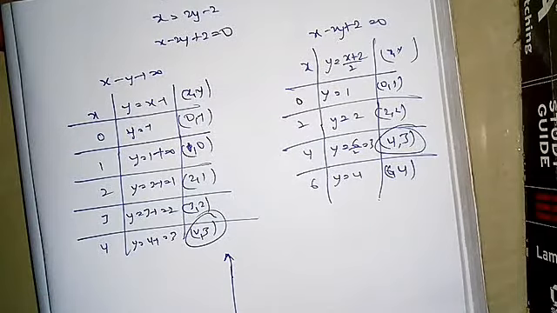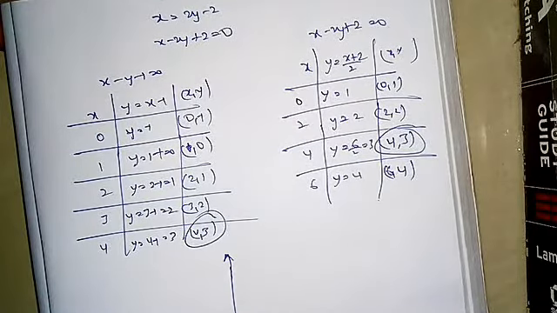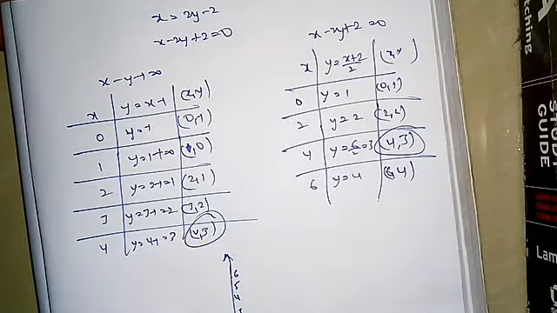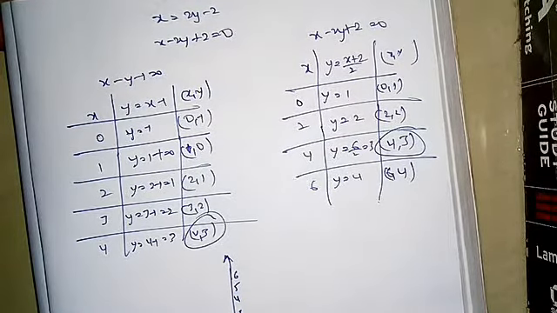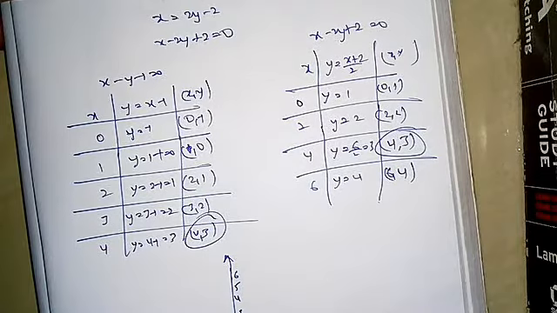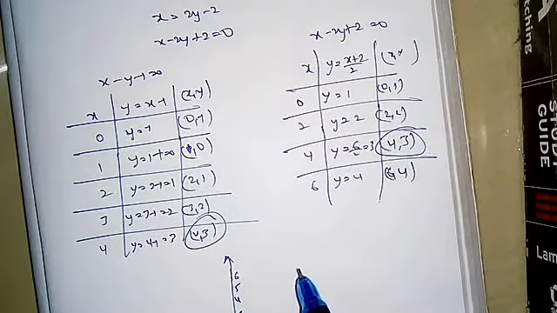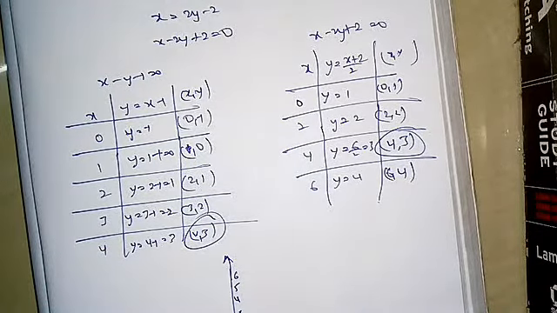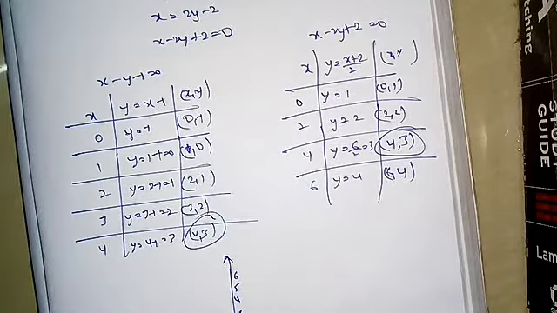0, 1, 2, 3, 4, 5, 6, minus 1, minus 2, minus 3, minus 4, minus 5, minus 6. So the first point is 0 comma minus 1. So here 1 comma 0, here 2 comma 1, here 3 comma 2, and 4 comma 3.